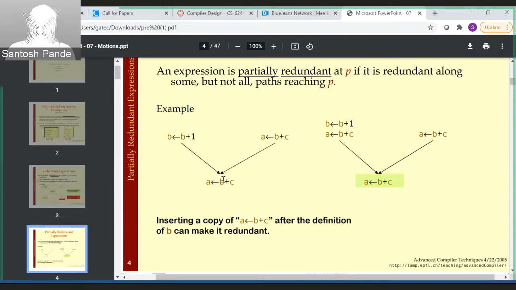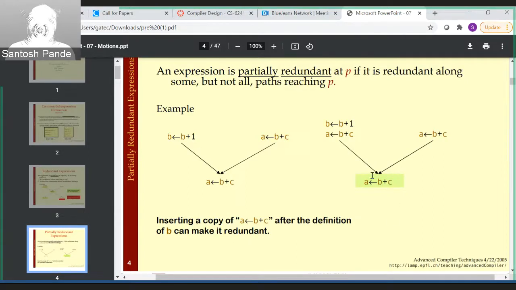Now you can see that on this side, it is redundant. So if we come in through here and we don't do anything to this B plus C, then we'll have a redundant execution here. But if we come on the left hand side, of course, we won't have any redundant evaluation there. So can we do something about this? The answer to that is yes.